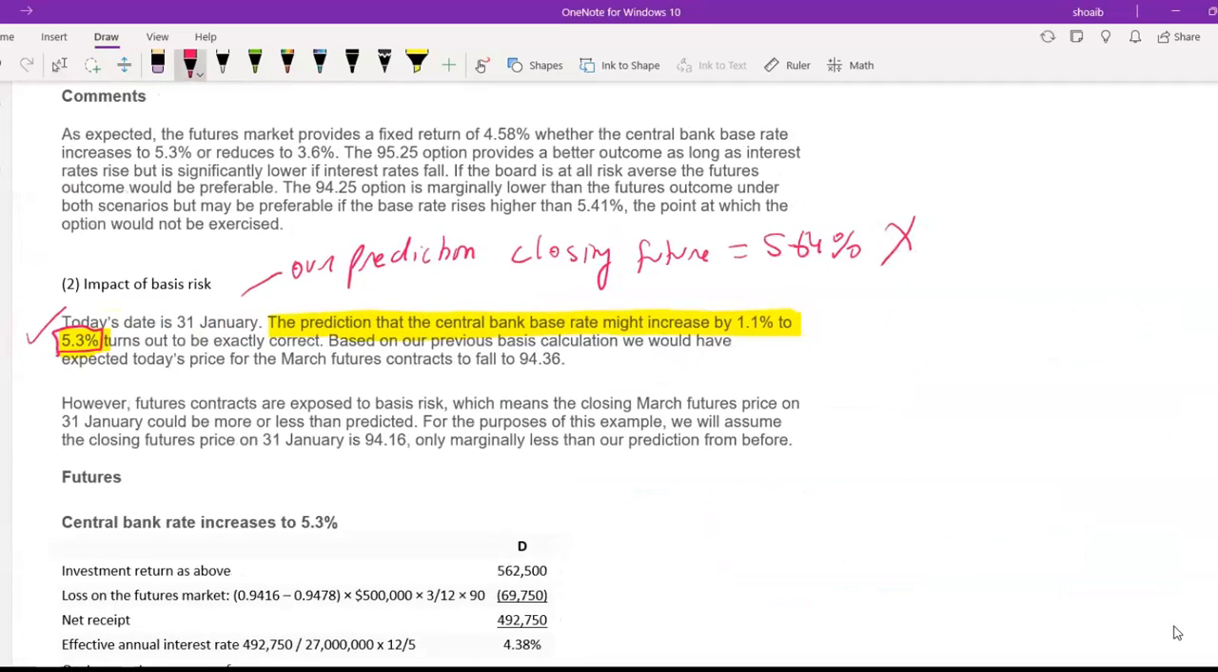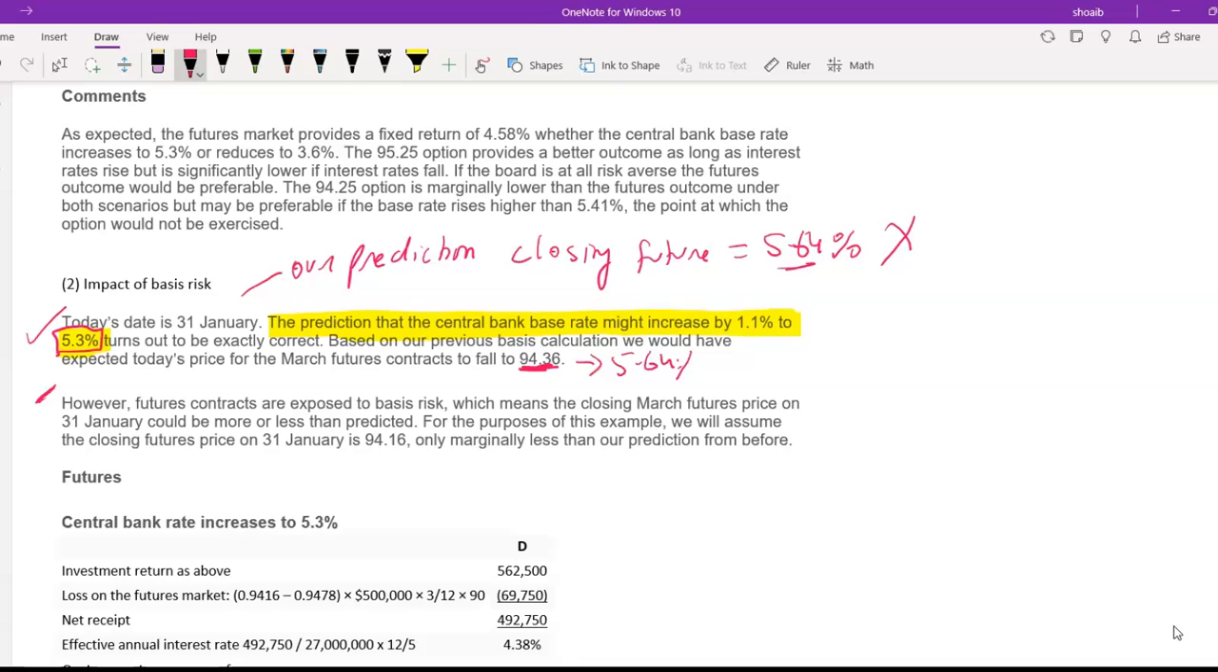Okay, our prediction closing future is 5.64. Let me read it. Today, date is 31st January. The prediction that the central bank base rate might increase by 1.1 to 5.3 turns out to be exactly correct. Based on our previous basis correction, we would have expected today's price for the March contract to fall at 94.36. In our prediction, it should be 94.36. That means 5.64. However, actual here it is given.